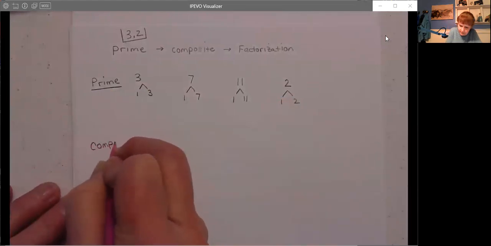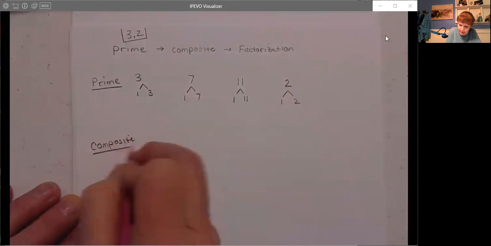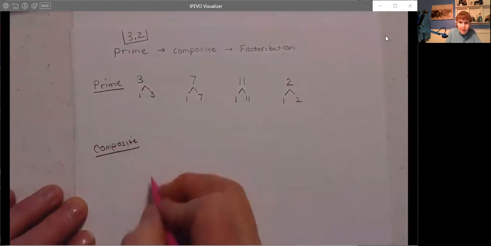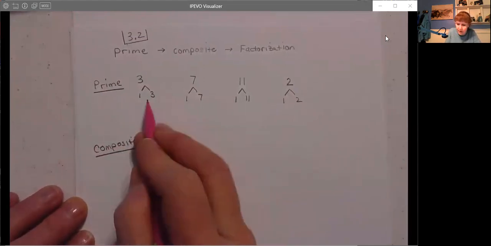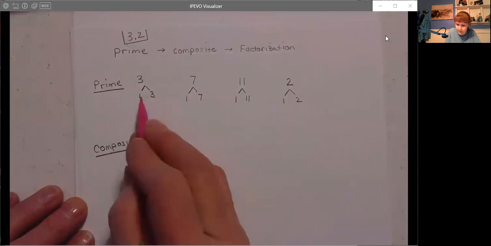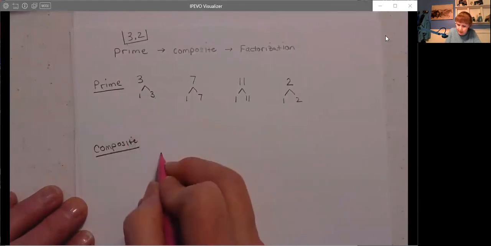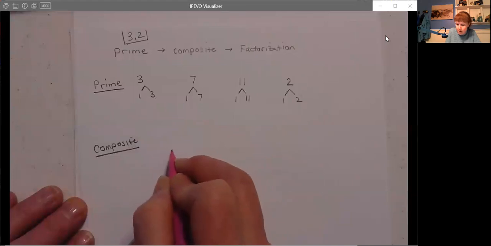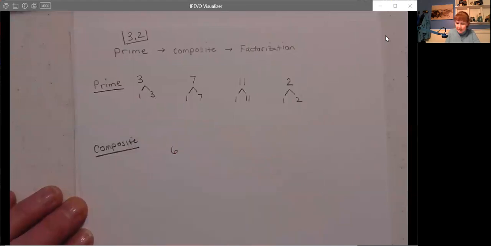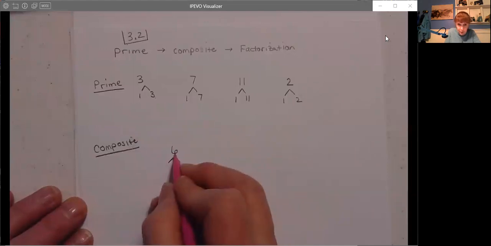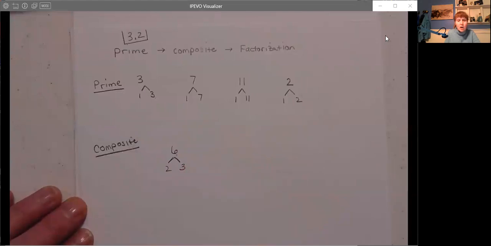Composite. What are composite numbers? Composite numbers can be broken down with numbers other than 1 and itself. Okay, and we'll come back and talk about those. So here we've got, like, 6. 6 is a composite because not only does 6 times 1 give you 6, but also 2 times 3 gives you 6. You have another combination.